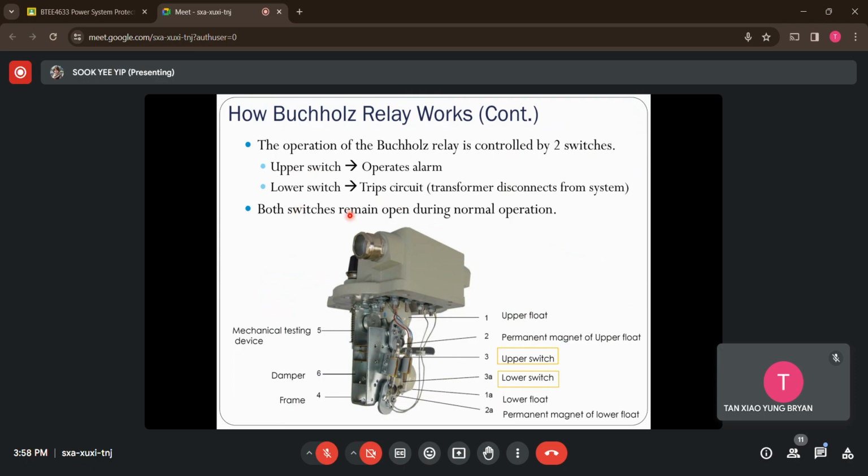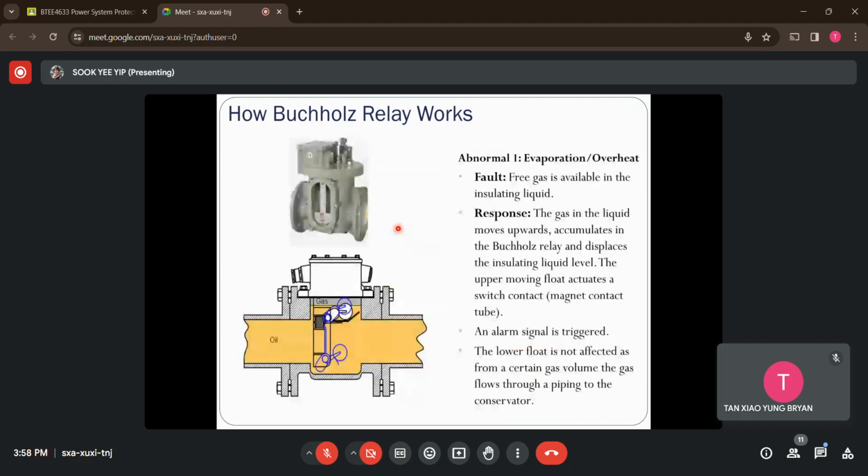So under normal operations, which means no fault at all for the transformer, these two switches will remain open, which means they are turned off. Okay, so to further understand this, let's see some examples of abnormalities. How does the Buchholz relay work? The idea behind it is like this. If you refer to these figures, this is the Buchholz relay.